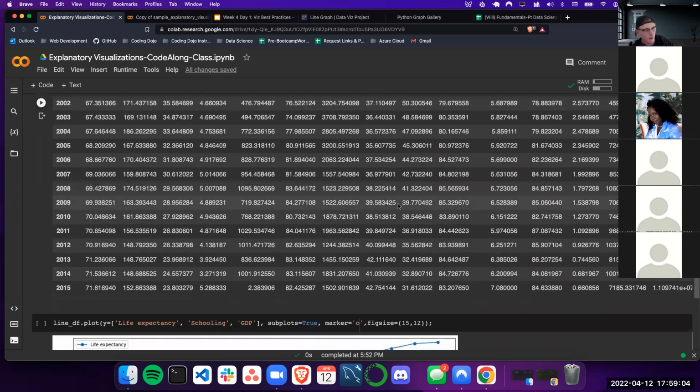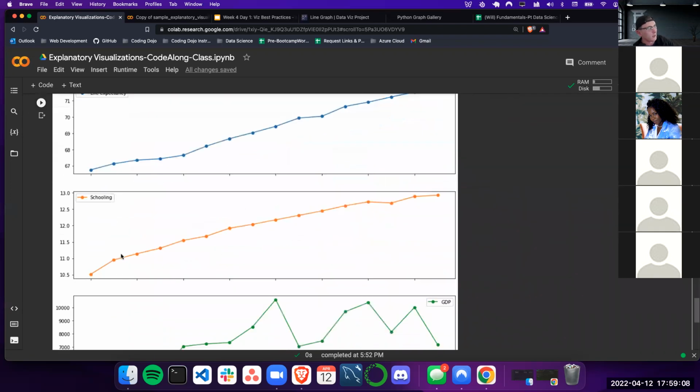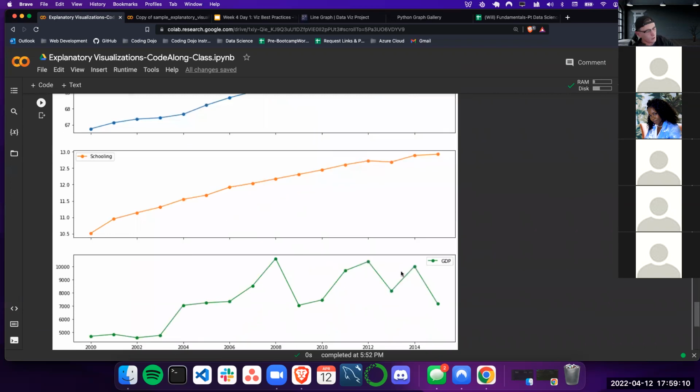So it's not necessarily comparing. We just want to see how life expectancy has changed and how schooling has changed. And I threw in GDP just for fun. Jessica, yes, all on the same graph. What else is another issue here?